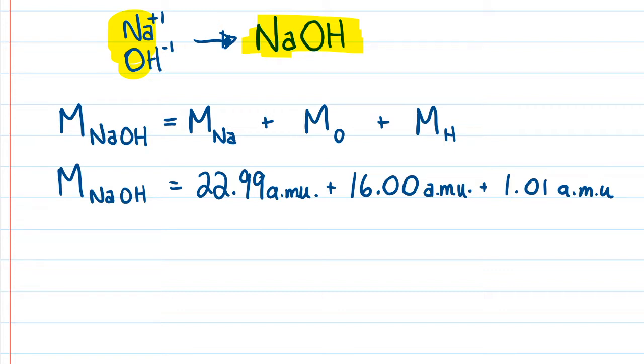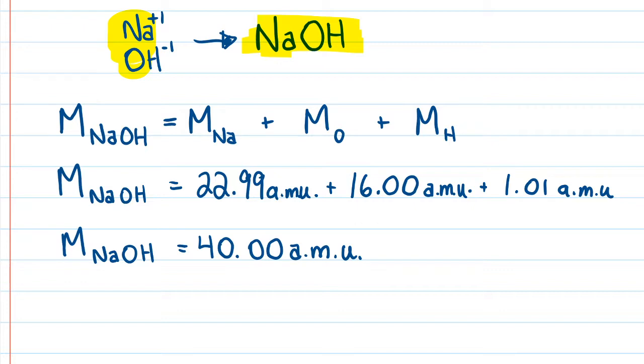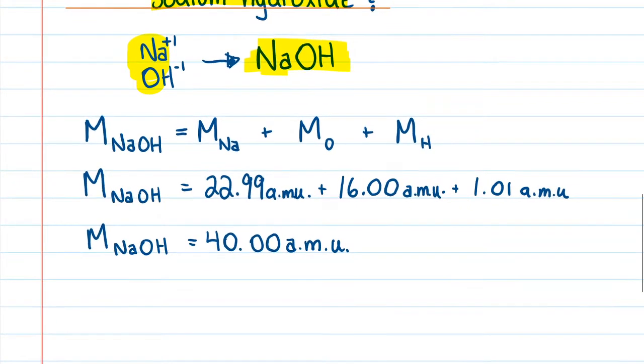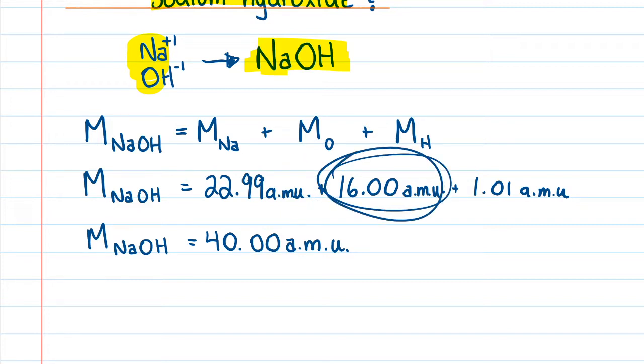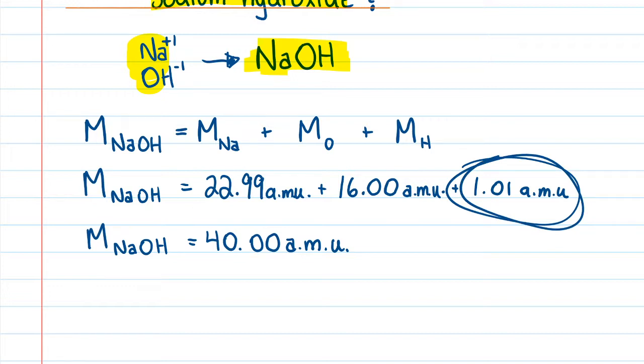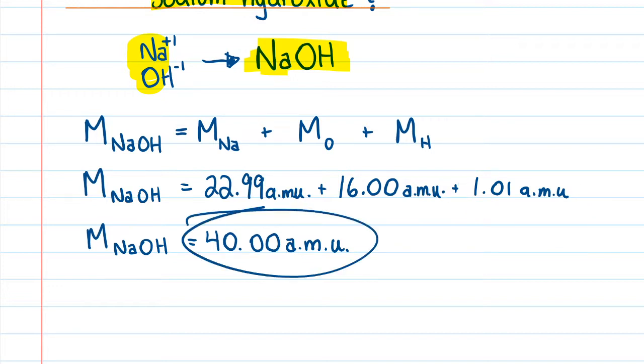And what do we get when we add these together? Well, 22.99 plus 1.01 is 24 exactly, plus 16 is 40. So we should get a molar mass for this, a big M, of exactly 40.00 atomic mass units. And again, what that means is that a single unit of NaOH weighs 40 atomic mass units, because the sodium weighs 23, the oxygen weighs 16, and the hydrogen weighs 1. Altogether, that gives you 40.